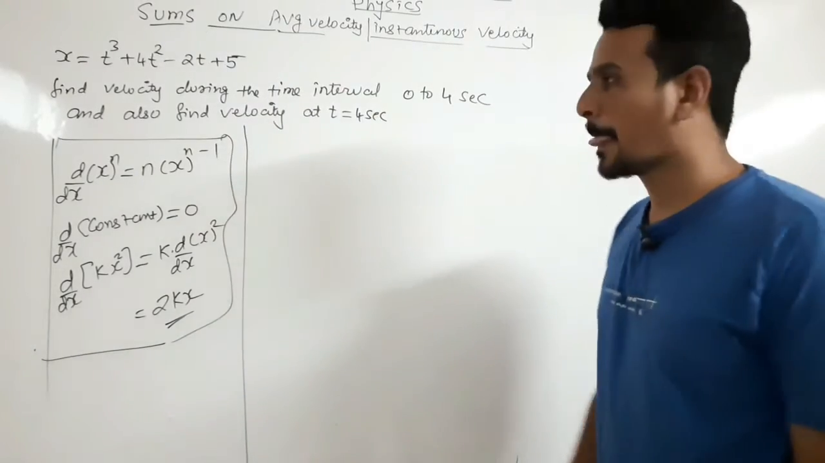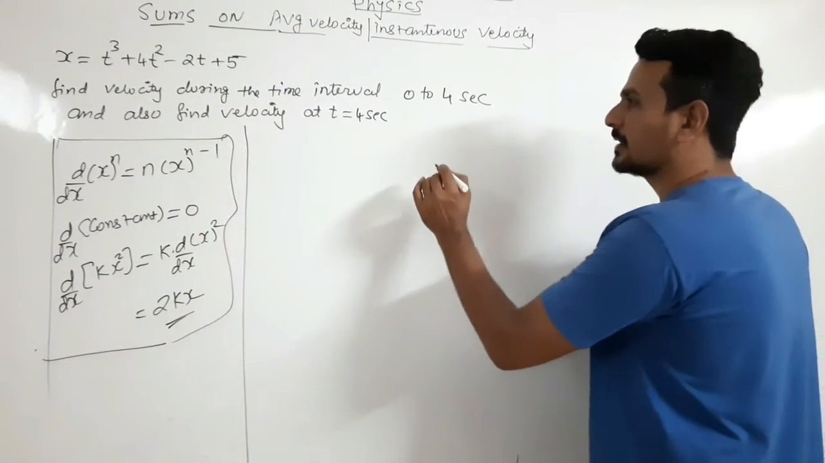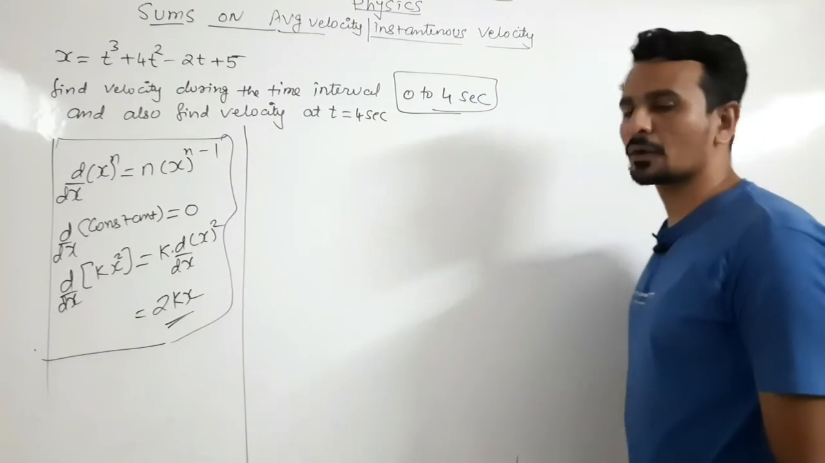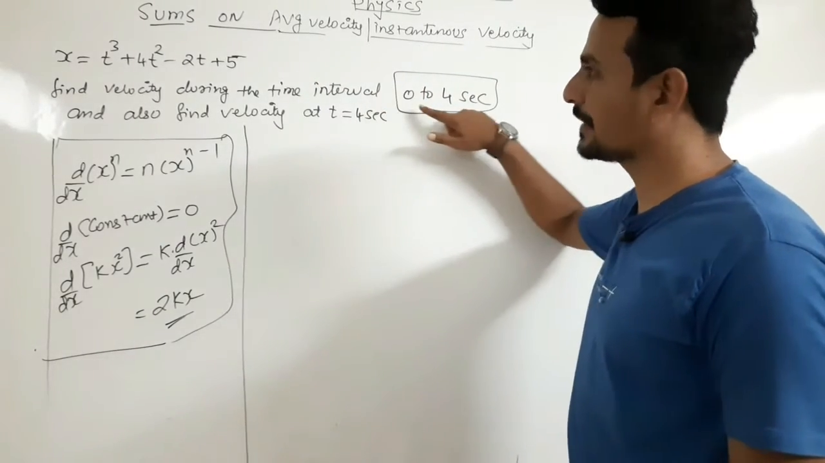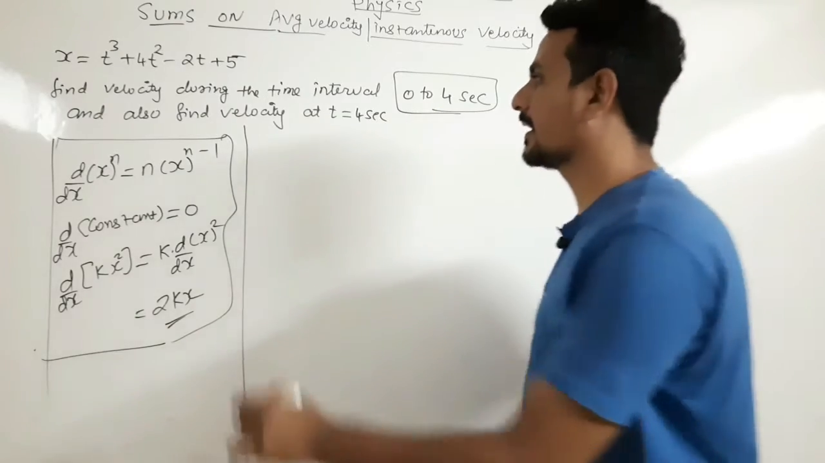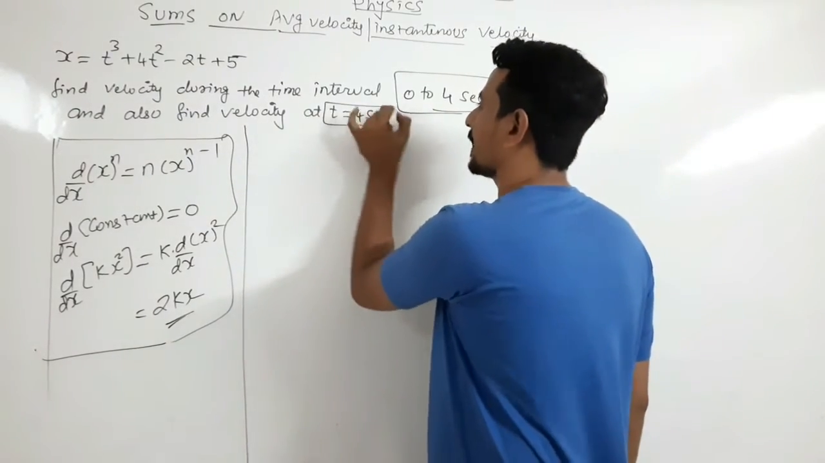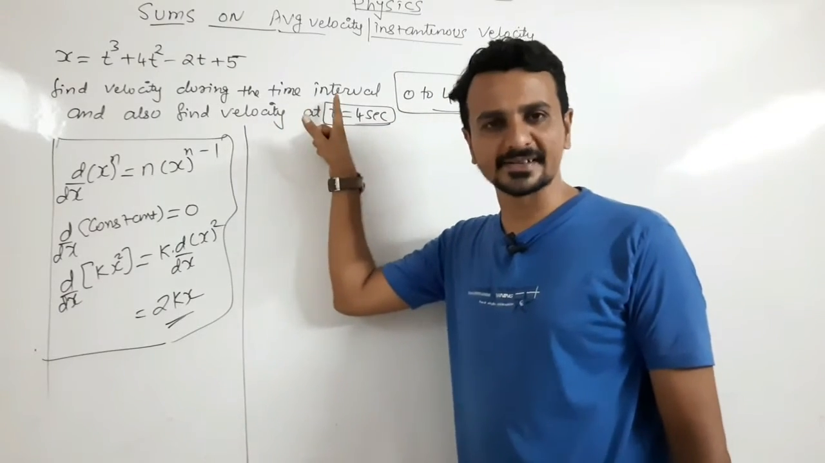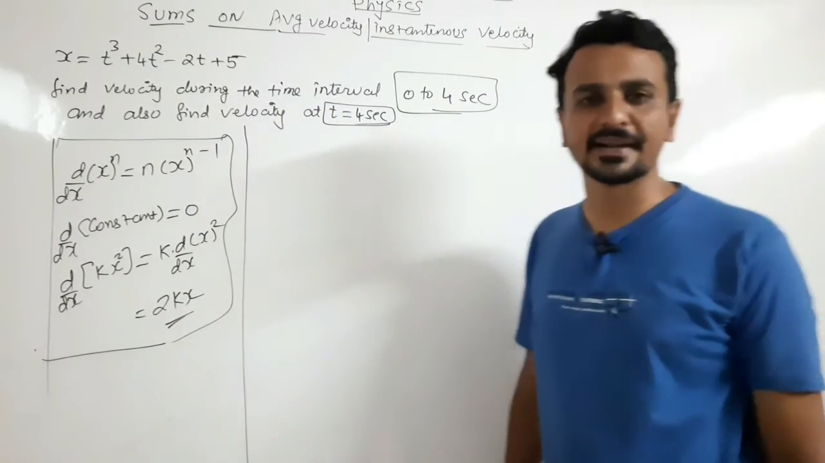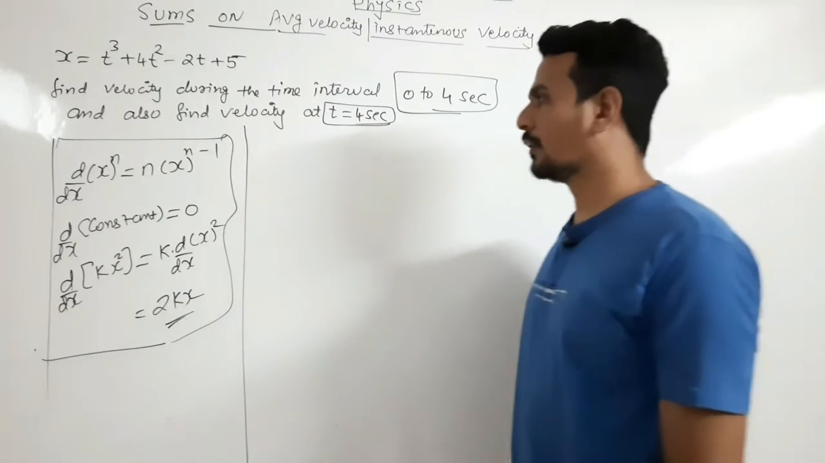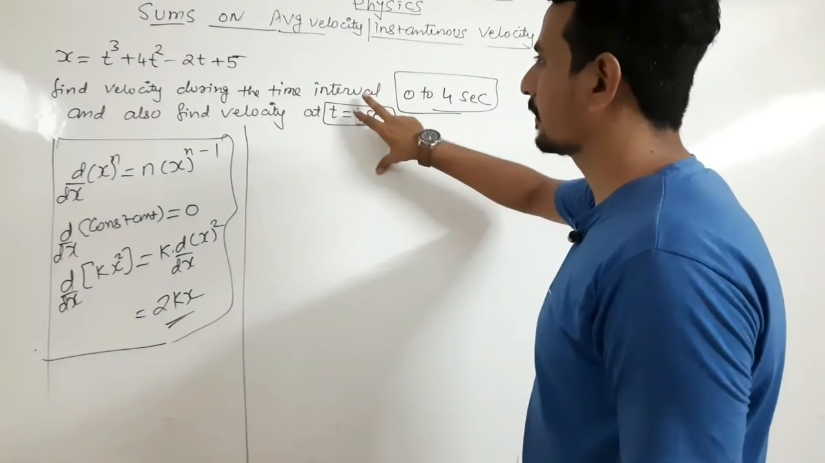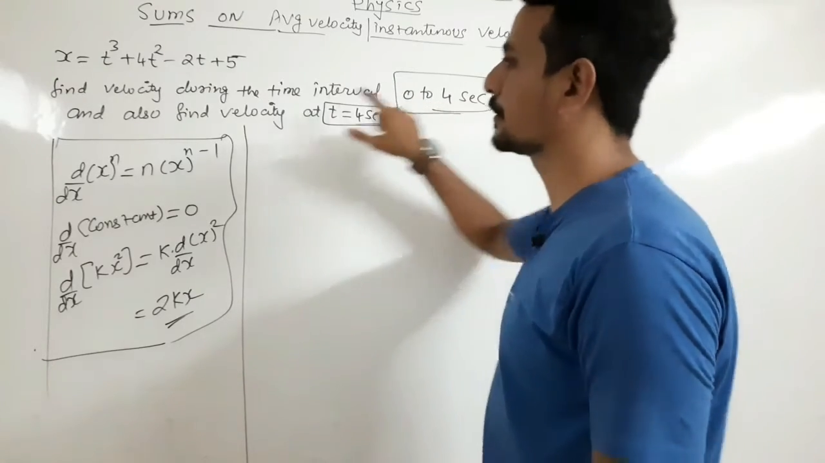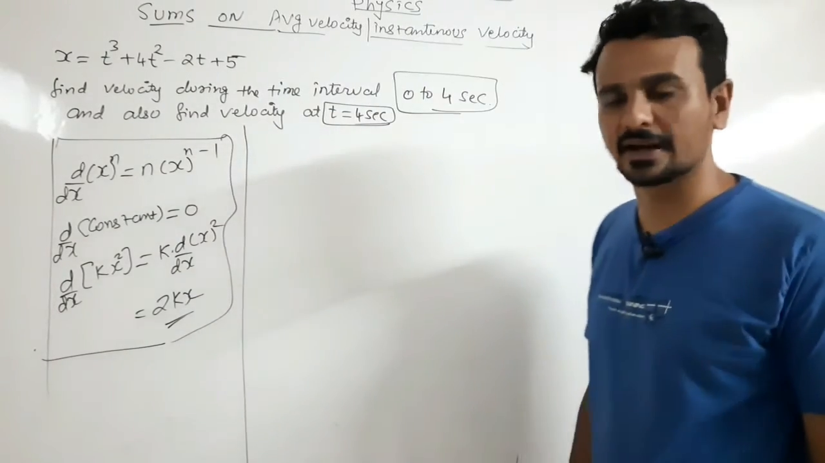4 seconds. We had already discussed that when two instants of time are given in the question, that will give you average velocity. And if you are asked to calculate velocity at a particular instant of time, that means you have to calculate instantaneous velocity. So in this particular question, you have been asked to calculate both average velocity and instantaneous velocity.